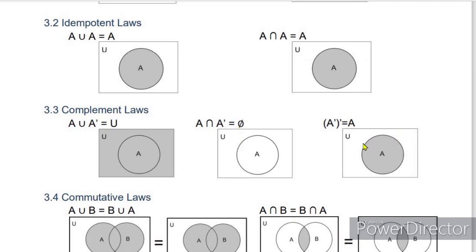Next is the complement of the quantity A complement. So we have a double complement here. It is just like negative times negative. So it will be what? A positive, which is equal to A. Okay, just simply shade the set A.